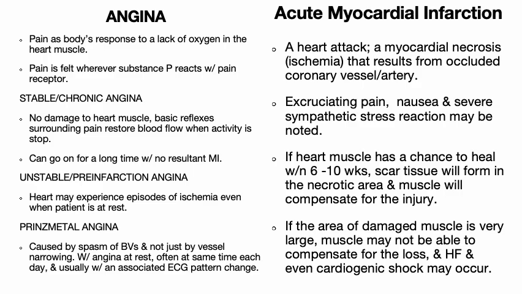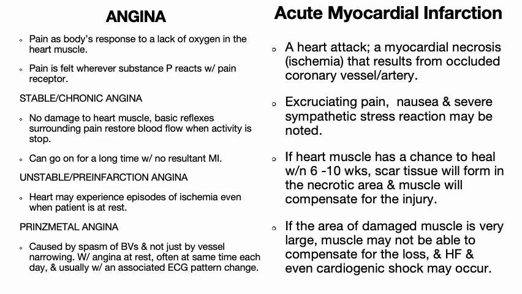Prinzmetal angina is caused by spasm of blood vessels and not just by vessel narrowing, with angina at rest, often at the same time each day, and usually with an associated ECG pattern change. Then acute myocardial infarction. So this is a heart attack, a myocardial necrosis or ischemia that results from an occluded coronary vessel or artery. So excruciating pain, nausea, and severe sympathetic stress reaction may be noted.